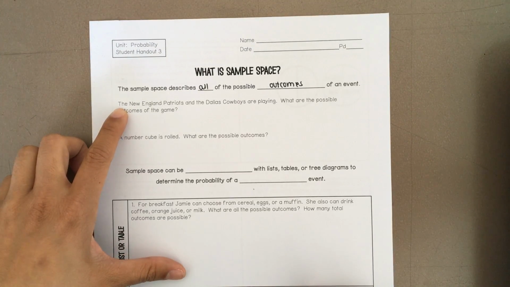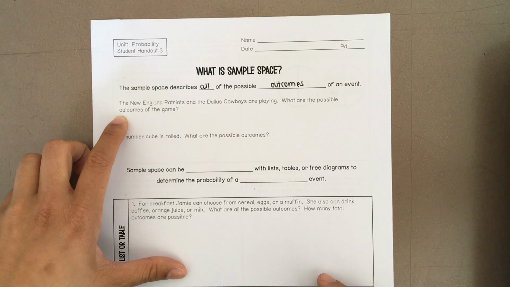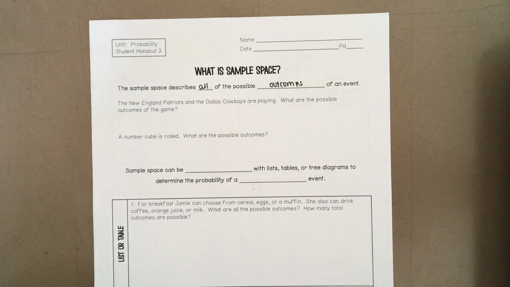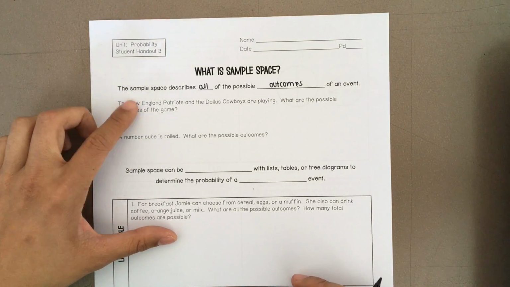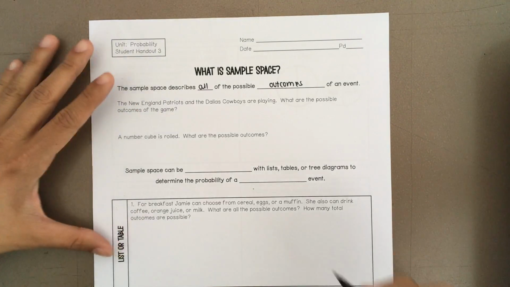So let's take a look at our very first example. The New England Patriots and the Dallas Cowboys are playing. What are the possible outcomes of the game? For those of you who don't know, the New England Patriots and the Dallas Cowboys are football teams. If those two are playing, what could happen in the end? Either the Patriots are going to win or the Cowboys are going to win. Those are pretty much your options.